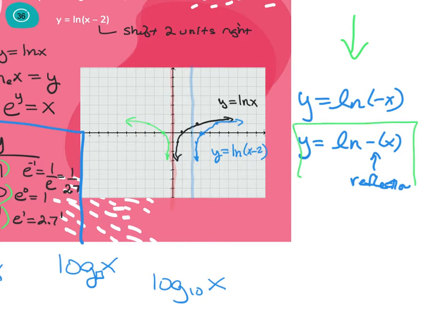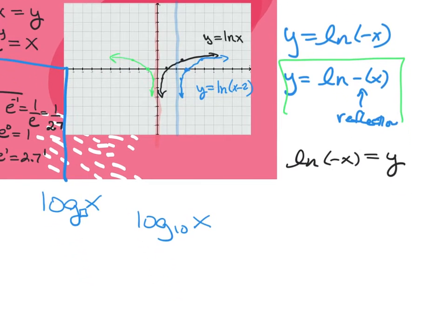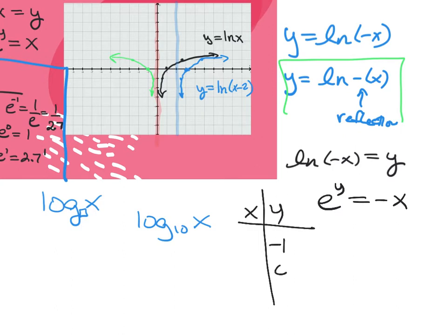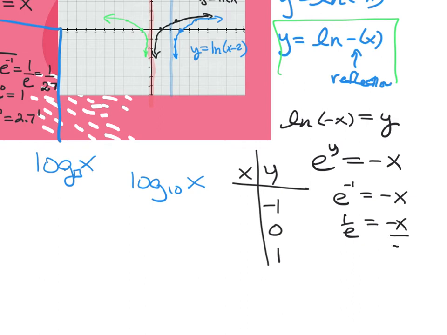So what I actually did in the video is I did ln of, and I left it like this. But when I went to put this in exponential form, I set it up this way. So then when I did my T-chart, -1, 0, and 1, e to the -1 power equals -x. This becomes 1 over e, but I never want to have a negative variable, so I had to divide both sides by -1. So this was -1 over e equals x.